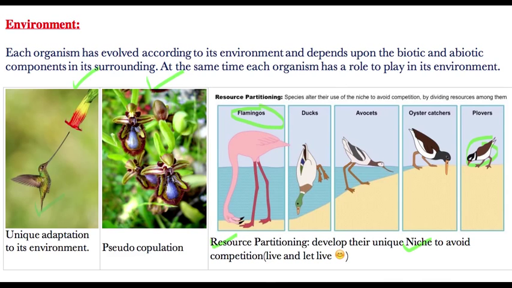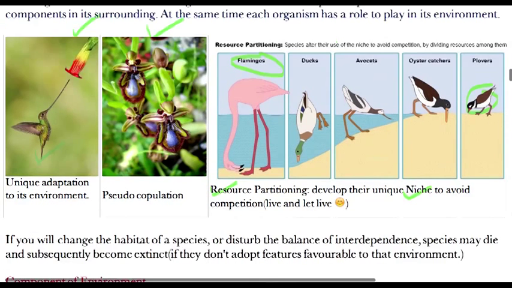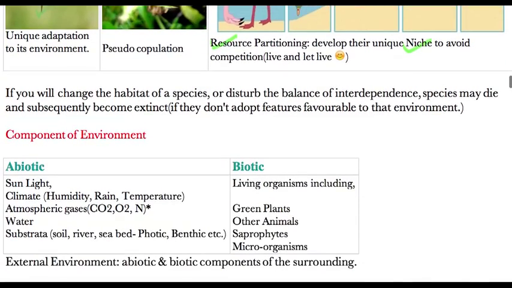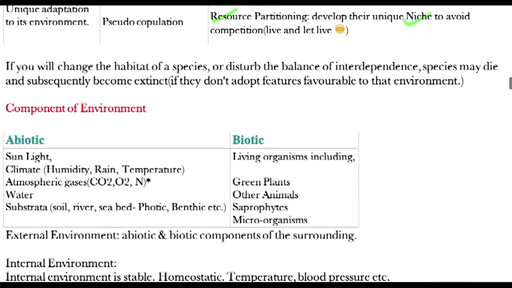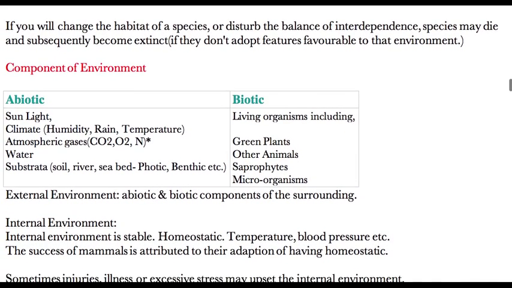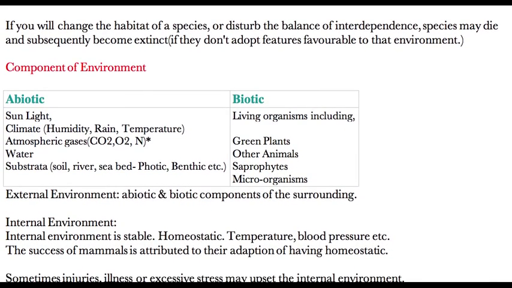We will deal with all this in detail, but I was just trying to say that each and every organism develops its features according to its environment. Then if you change the habitat of a species or disturb the balance or interdependence, species may die and subsequently become extinct if they don't adapt features favorable to their environment.